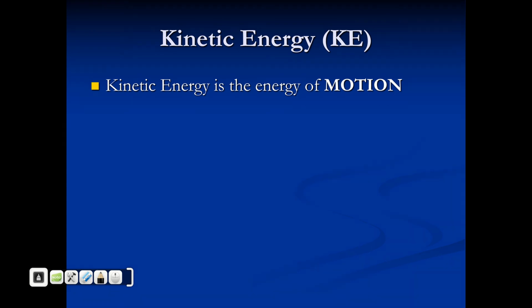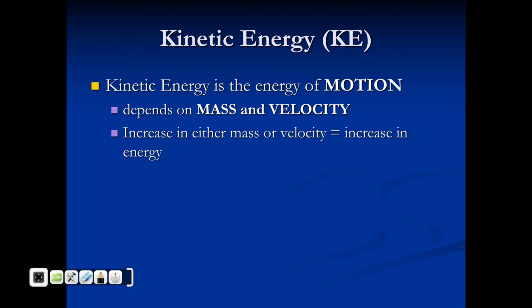So here we go. Kinetic energy, KE, is the energy of motion. When an object is in motion, it has kinetic energy. Kinetic energy is the energy of motion. This will depend on mass and velocity. An increase in either mass or velocity will cause an increase in energy. Kinetic energy depends on how large the object is and how fast it's moving.